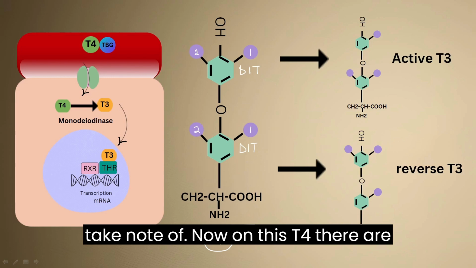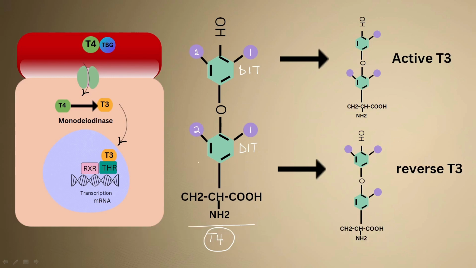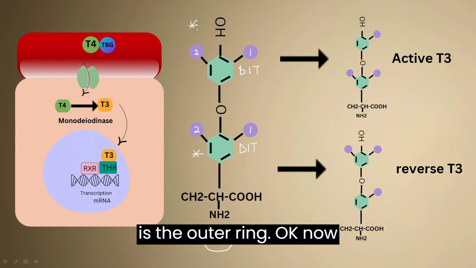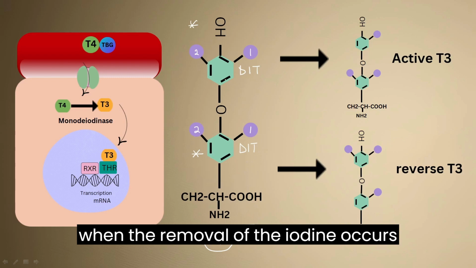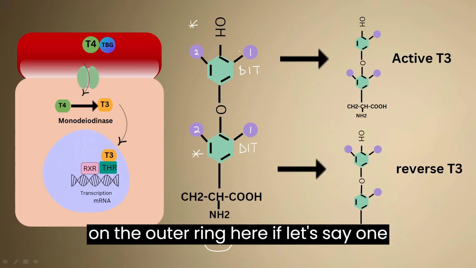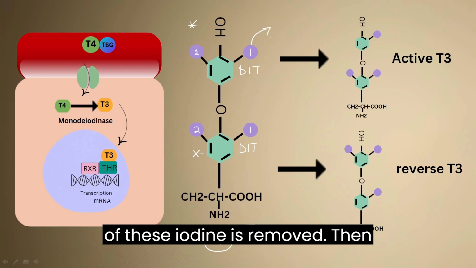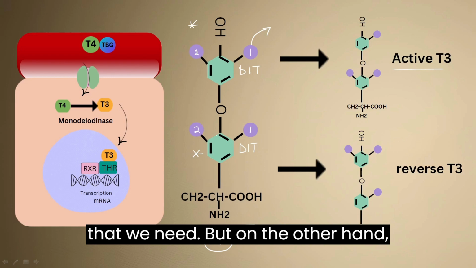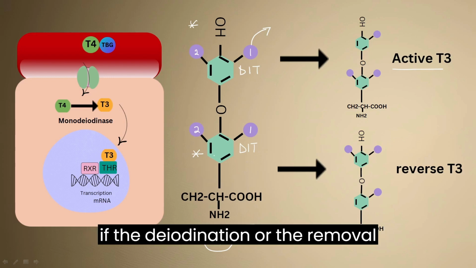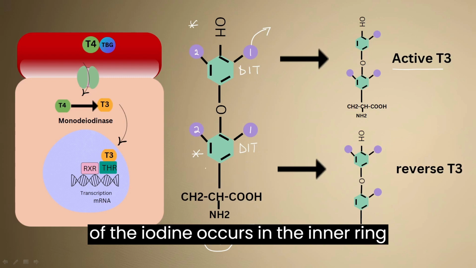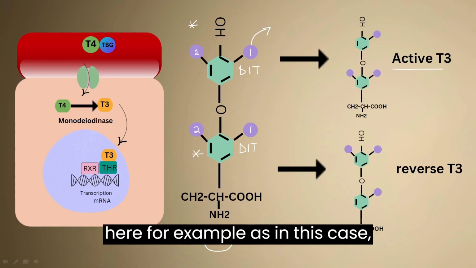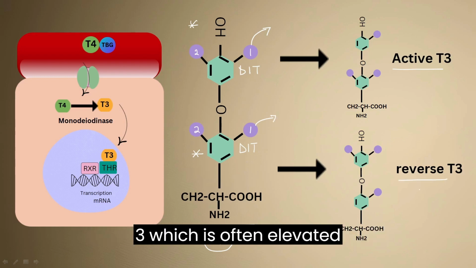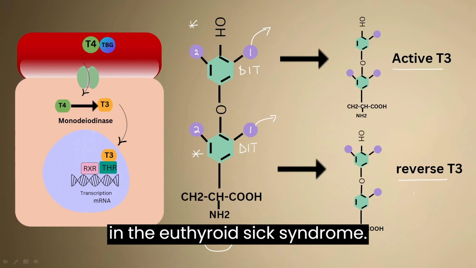Now on this T4, there are two rings. What I have here is the inner ring, and what I have here is the outer ring. Okay, now when the removal of the iodine occurs on the outer ring here, if let's say one of these iodines is removed, then that is going to produce the active T3 that we need. But on the other hand, if the deiodination or the removal of the iodine occurs in the inner ring here, for example, as in this case, then we're going to form a reverse T3, which is often elevated in the euthyroid syndrome.